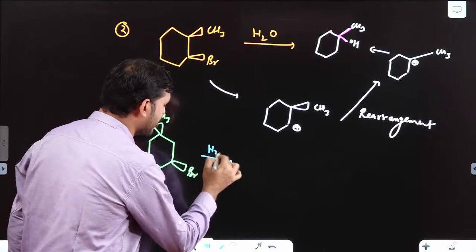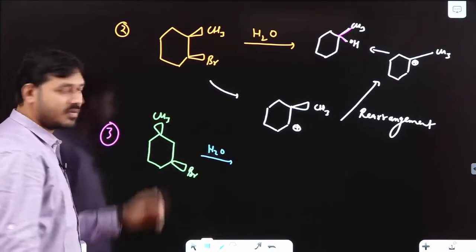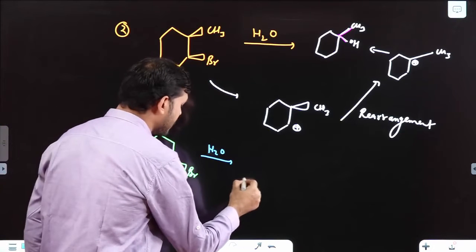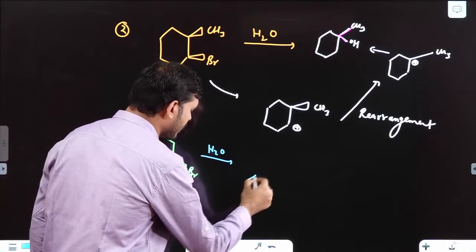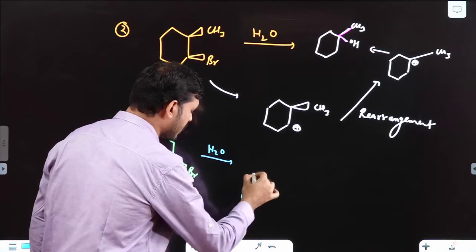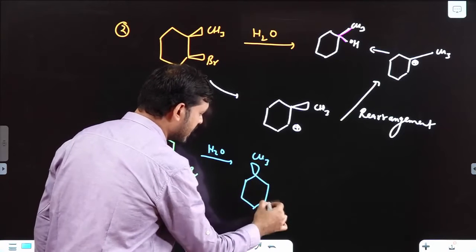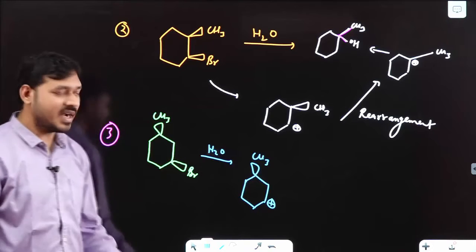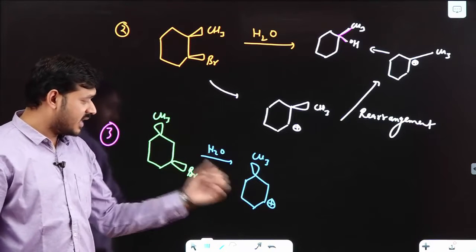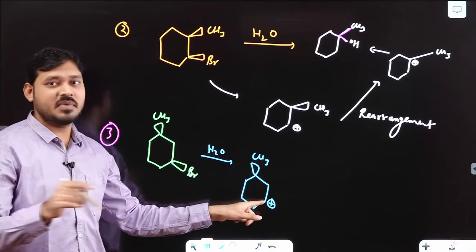You are given water at room temperature. Okay, hydrolysis of alkyl halide. First of all, you will generate carbocation, CH3, and this carbocation. Now dear student, understand, in this case this carbocation rearrangement is not possible.